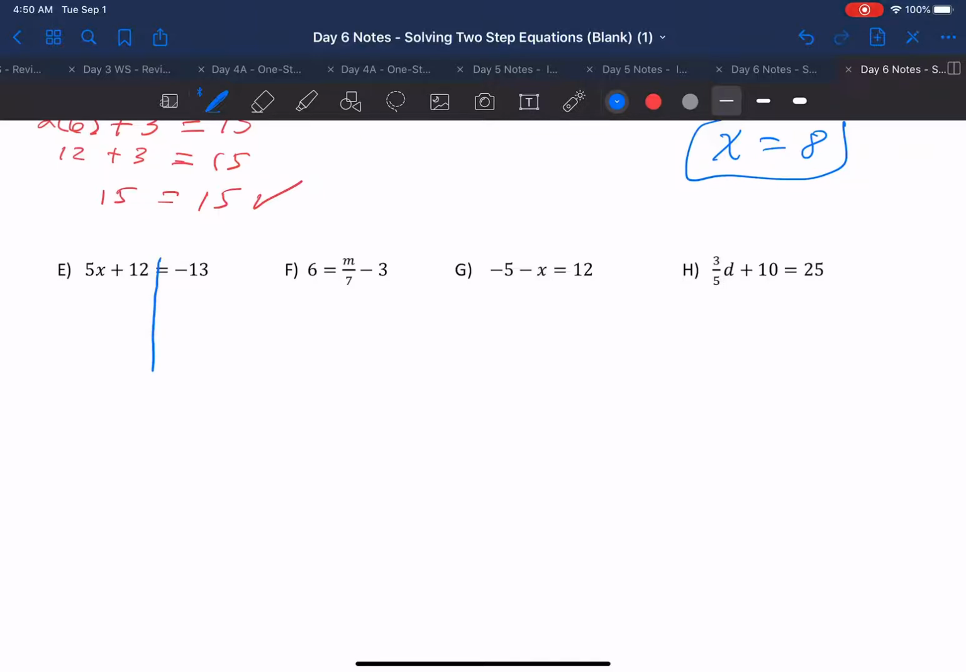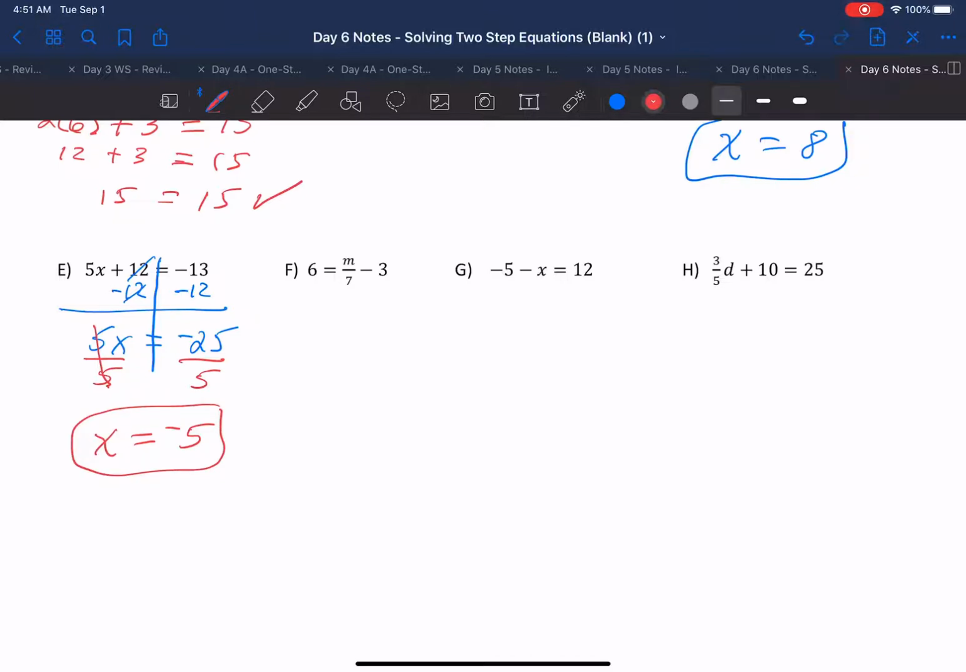Okay, I'm going to subtract 12, because we look for addition and subtraction first. That's gone. 5x equals negative 25. Now I'm going to undo multiplication by division, and I'm going to divide both sides by 5. x equals negative 5. Okay?